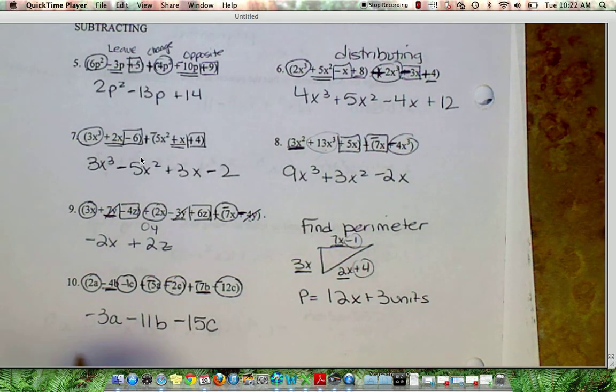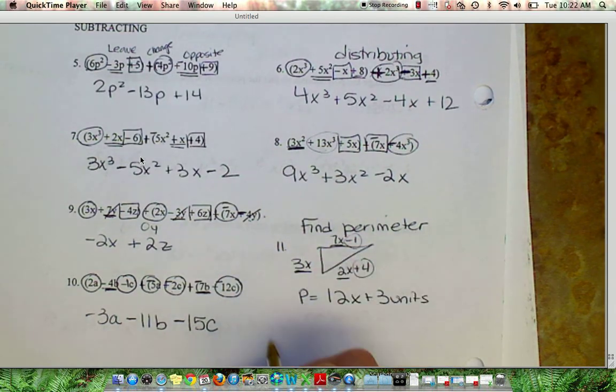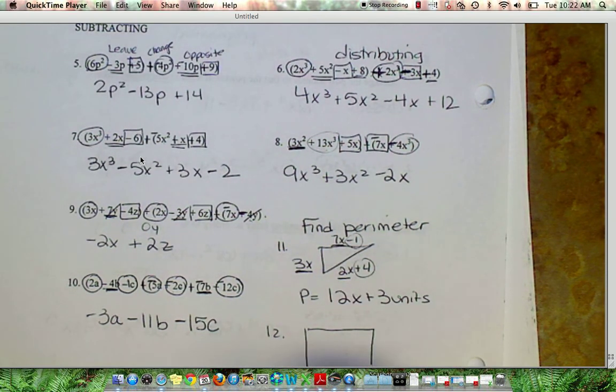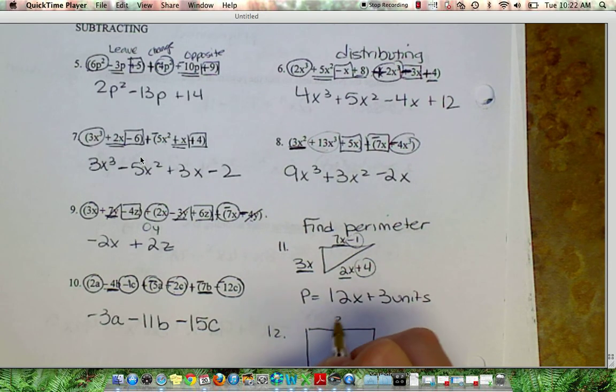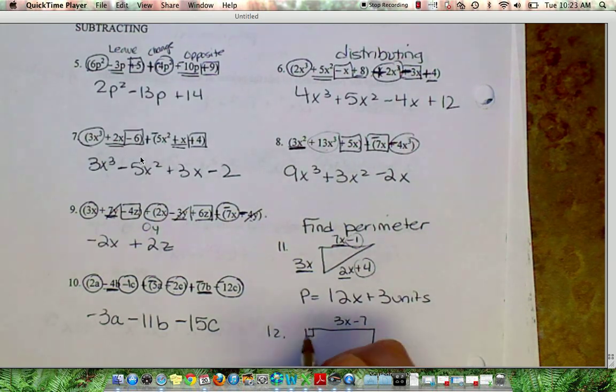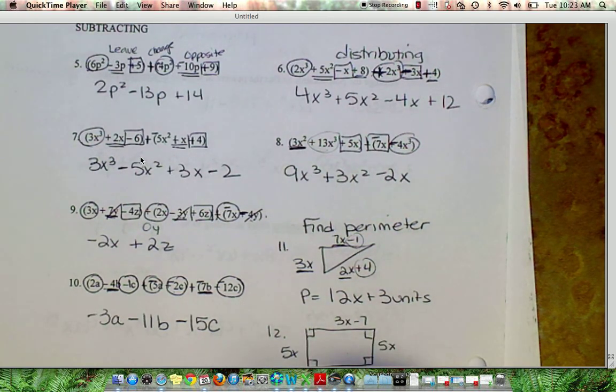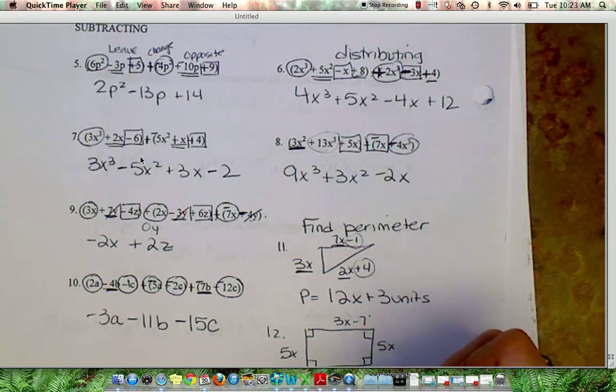One more. We'll call that number 11 and number 12. This time you've got a rectangle. It is 3x minus 7 and 5x. We know it's a rectangle because it has 4 right angles. Now we want to find the perimeter, so remember this one is also 5x and this one is 3x minus 7. And then we add all the sides up. 5x plus 5x is 10x, plus 3x plus 3x, that gives us 6x. So 10x plus 3x is 13x. And negative 7 plus negative 7 is negative 14 units.